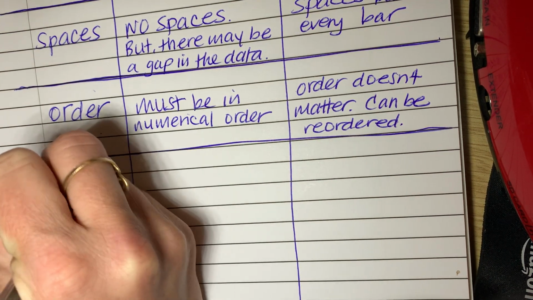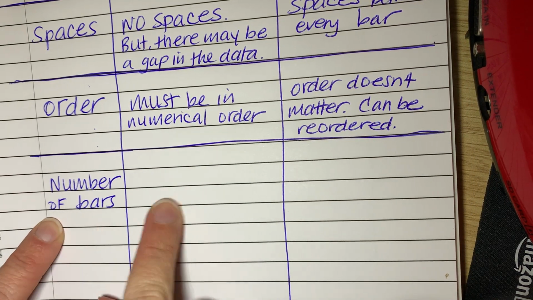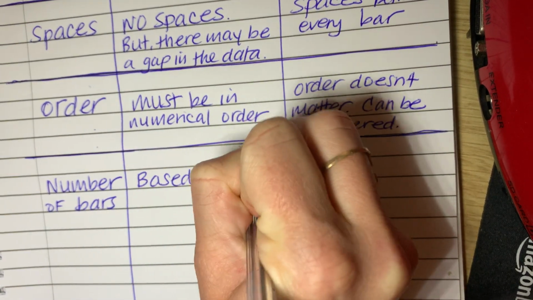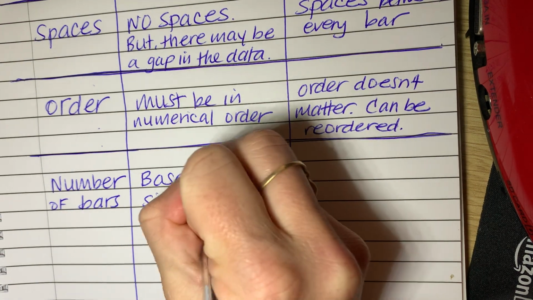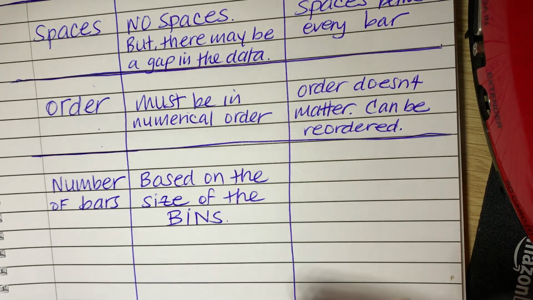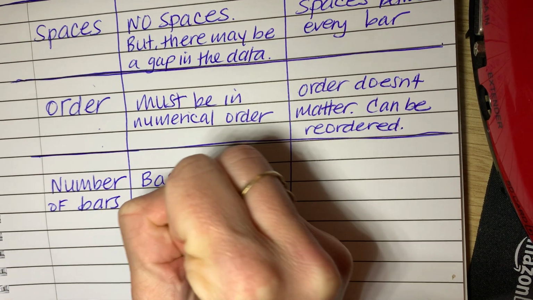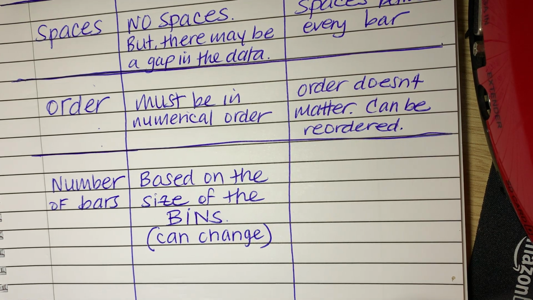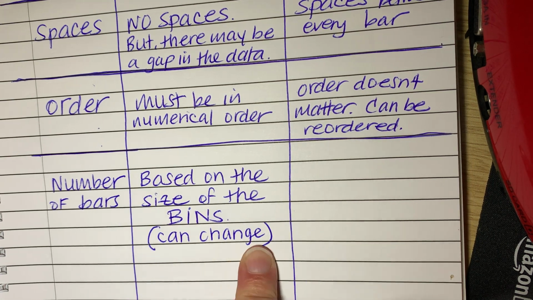Number of bars. In a histogram, it's based on the size of the bins, right? It's based on the size of the bins. Put in parentheses, please, can change. You decide the size of your bins. Do you want your bins to be 5 numbers wide, 10, 20? You're deciding the size of your bins, so you can change them.